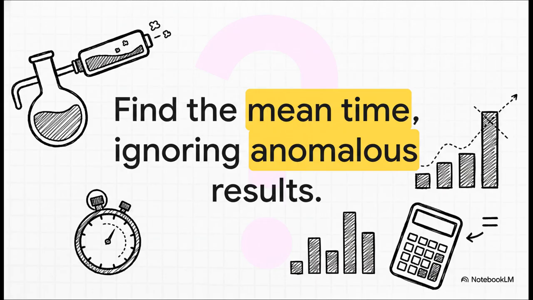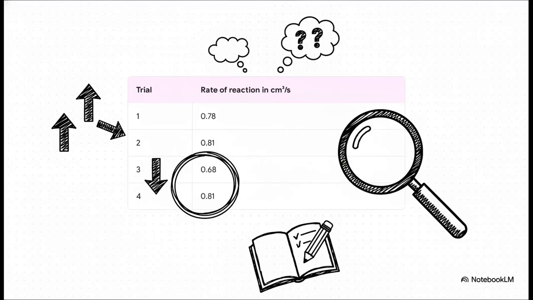That's a huge clue. It means we first need to spot the difference with the data and get rid of anything that doesn't fit. And here's our data table. Just have a quick scan. You can see trials 1, 2, and 4 are all pretty close, right? But then there's trial 3, 0.68. That one's way off. That's our anomaly. So the very first thing we have to do is identify it and just ignore it.